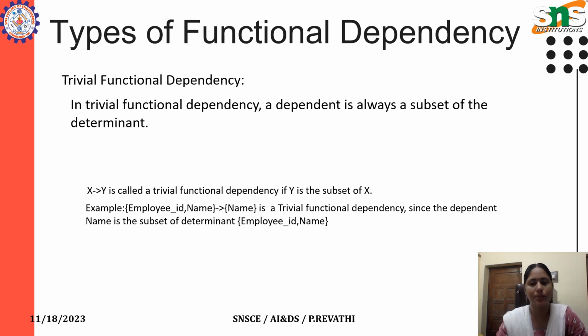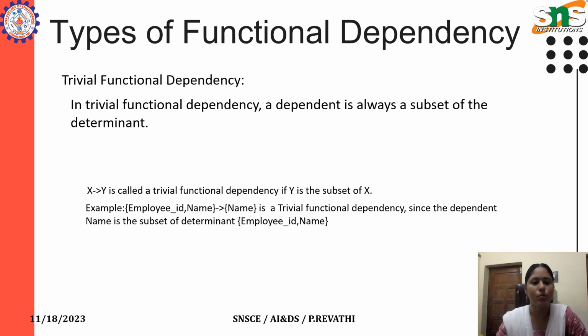Types of functional dependency. Trivial functional dependency. In trivial functional dependency, a dependent is always a subset of the determinant. In other words, a functional dependency is called trivial if the attributes on the right side are a subset of the attributes on the left side of the functional dependency.